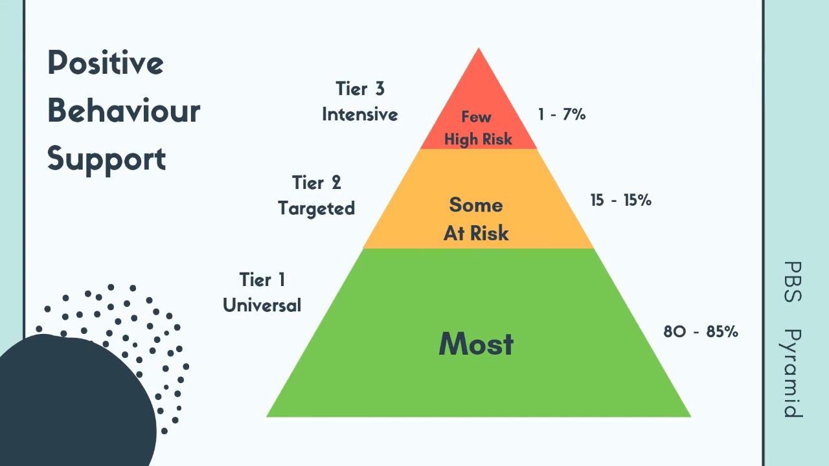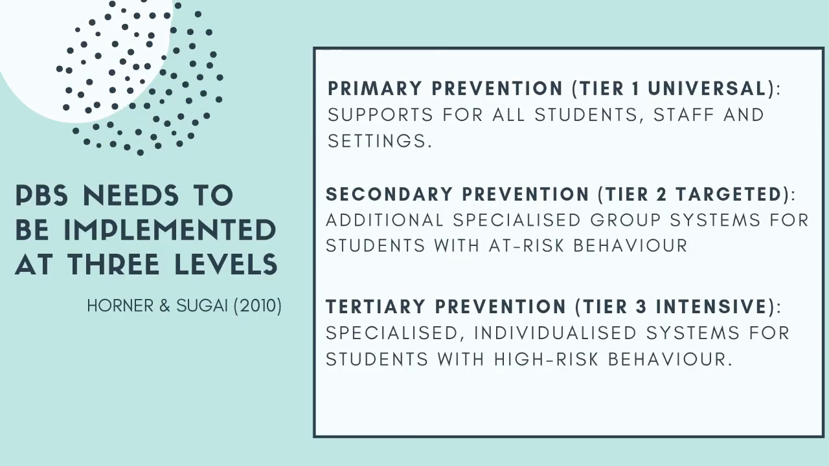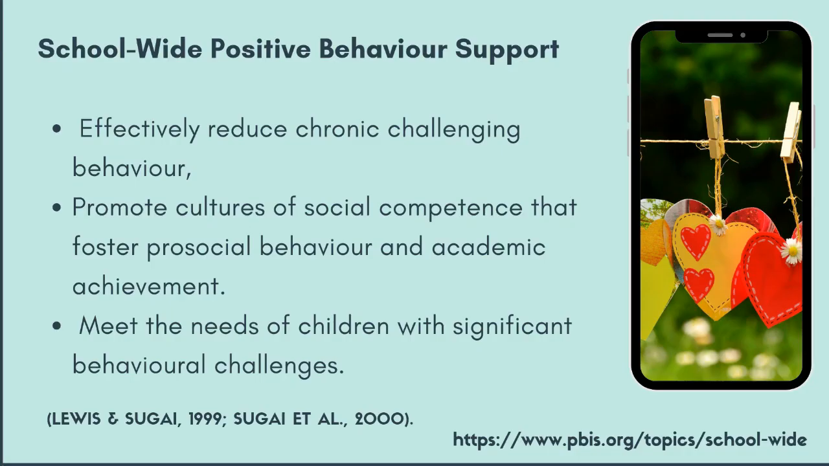School-wide positive behaviour support is another way to teach inclusively and help teachers account for a range of diverse learners. This pyramid provides a visual description of the strategy which employs 3 tiers of action. PBS needs to be implemented at these 3 different levels, which consists of primary, tertiary, and secondary intervention.